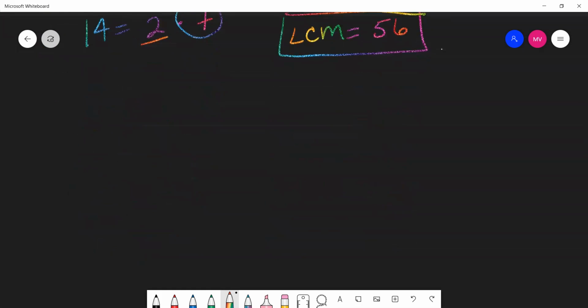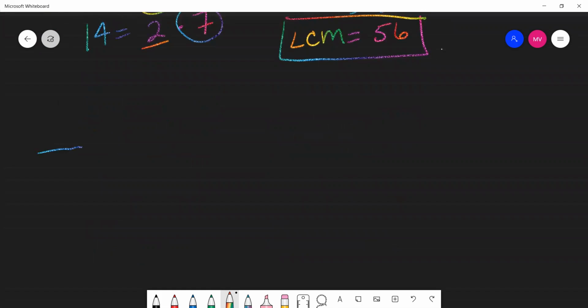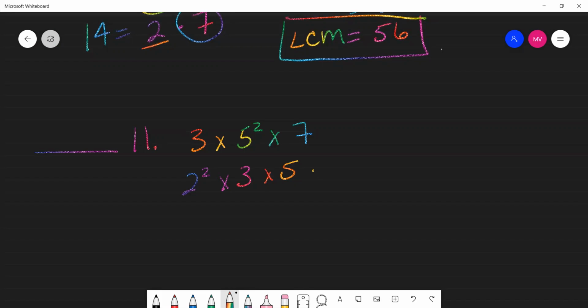All right, so number 11. So number 11 and number 12, they were already given the prime factorization of 2 large numbers. And so we need to determine what the least common multiple between those 2 is. These are going to be some pretty big numbers. So 3 times 5 squared times 7 is our first number. And then 2 squared times 3 times 5 times 11.